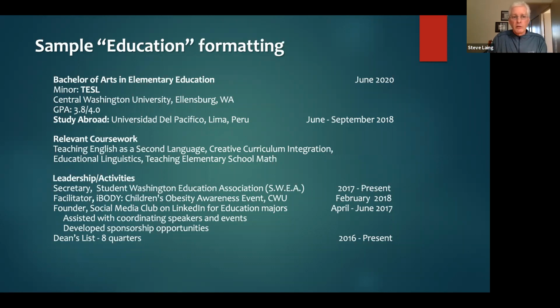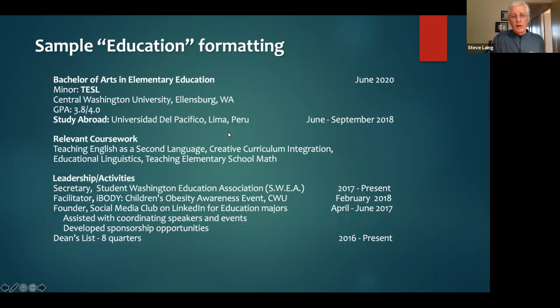You can list your grade point average if you want. It's not necessary. And then if you have something like study abroad, you might list that here as well, along with the dates that you were involved in that study abroad experience. So this is an example of how you list your education specific information.